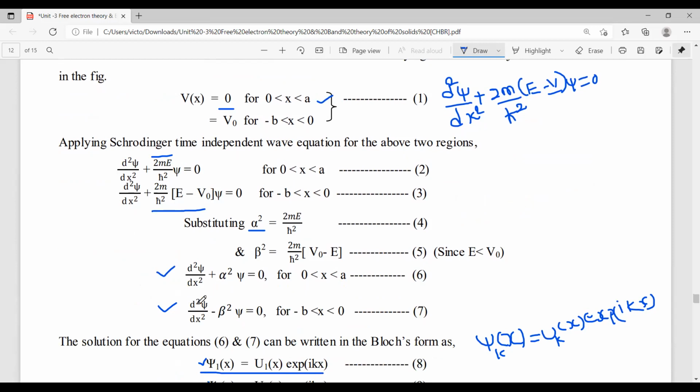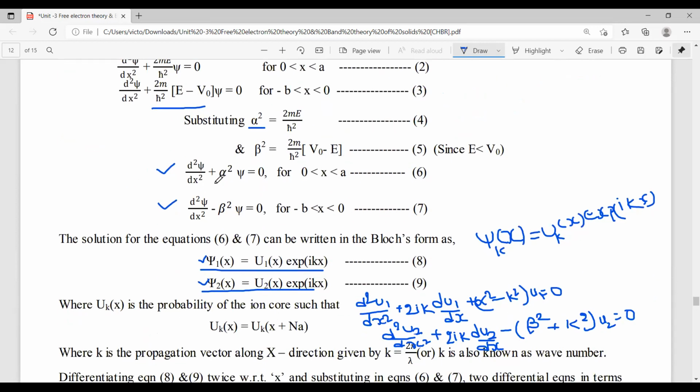Then equations 2 and 3 change to d square xi divided by dx square plus alpha square xi equal to 0. Similarly, for balancing E minus V naught as V naught minus E, we put a minus here. Therefore, d square xi by dx square minus beta square xi is equal to 0. So these are the second order differential equations.